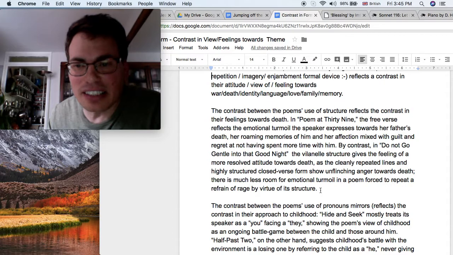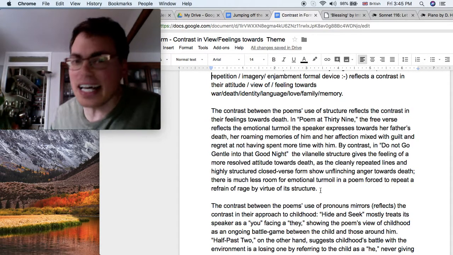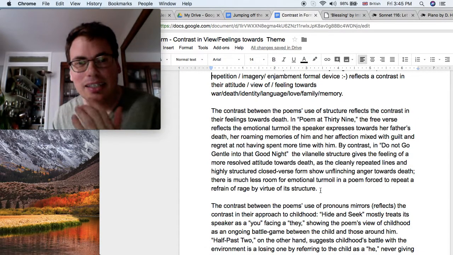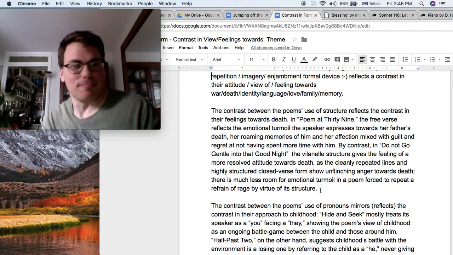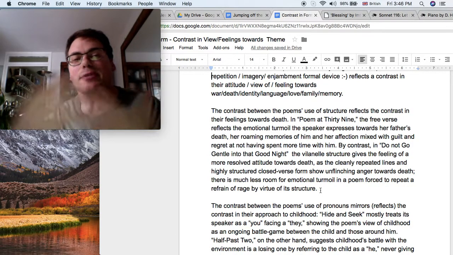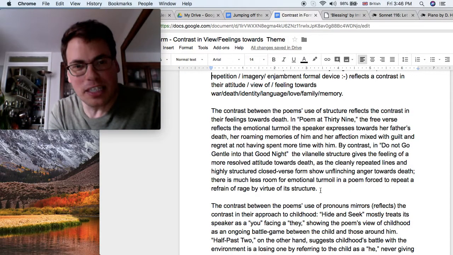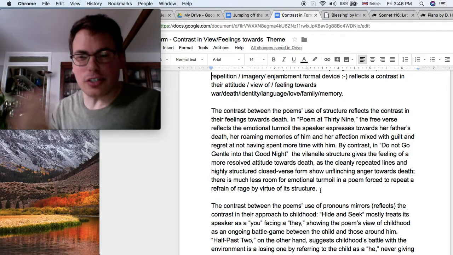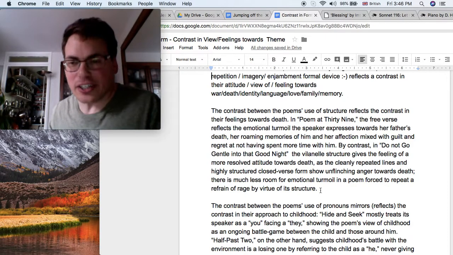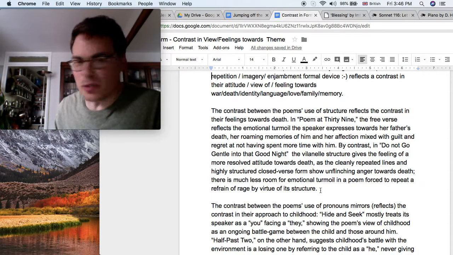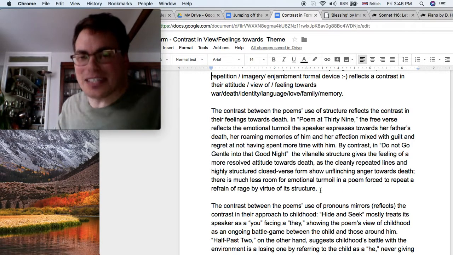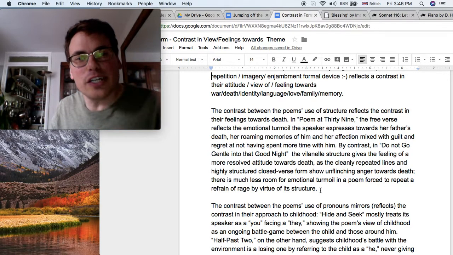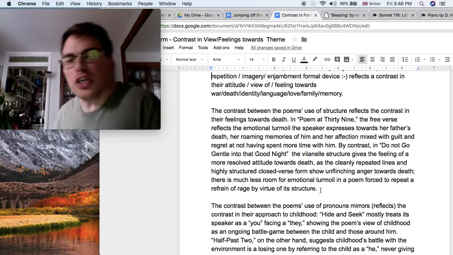That's because I felt like the point about cleanly repeated lines and highly structured closed verse showing unflinching anger was not 100% clear to the reader from what I was saying. Like, I was making a leap there that the reader may not have joined me in. For instance, the reader might say, how is a highly structured closed verse form showing unflinching anger? And part of that is the refrain has the word rage, and once it has the word rage and it's in a villanelle form, you're kind of stuck in this enraged world. Alright. So here we go.